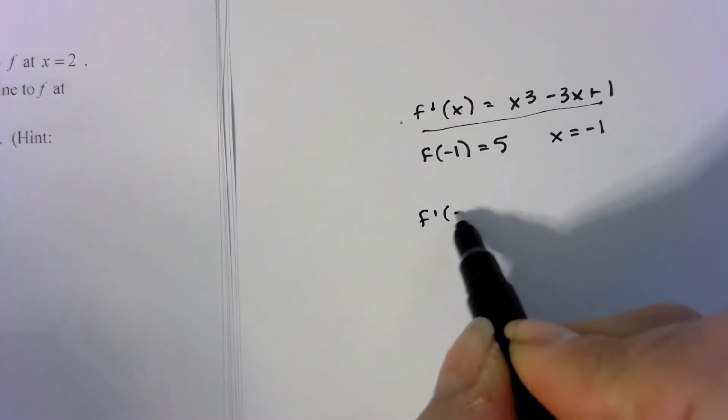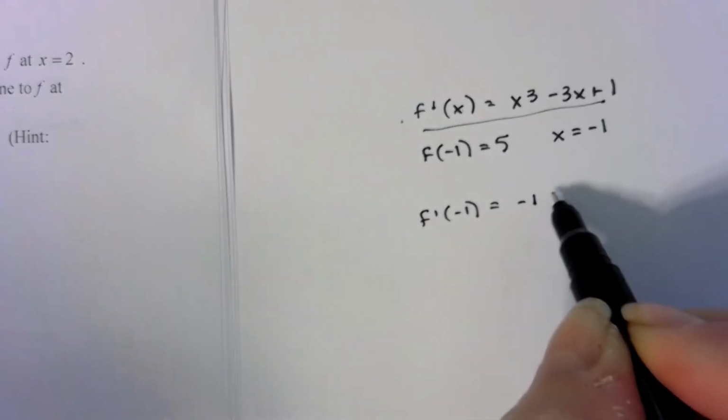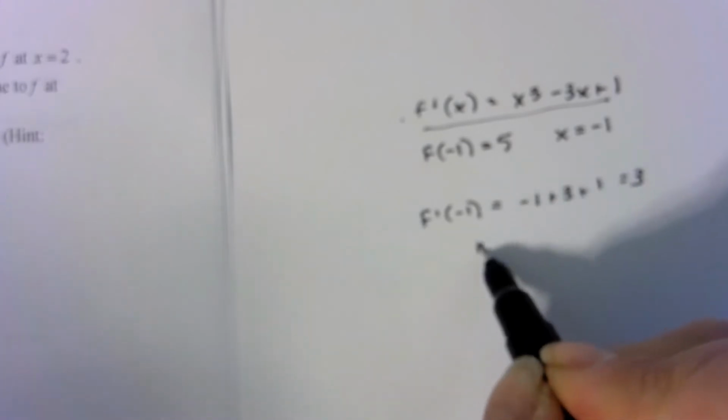f prime of negative 1 is equal to negative 1 plus 3 plus 1, or 3. So I know the slope of my tangent line is 3. I also have the point (-1, 5) on the function f. If I plug in negative 1, I get a 5. Since I have a point and a slope.